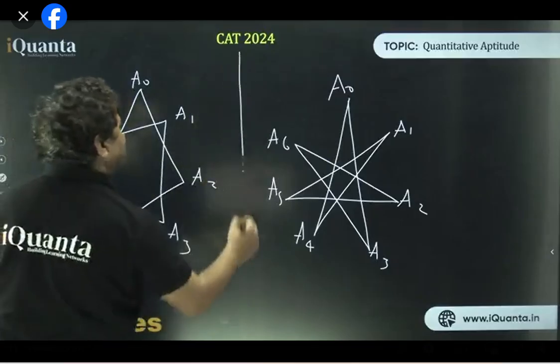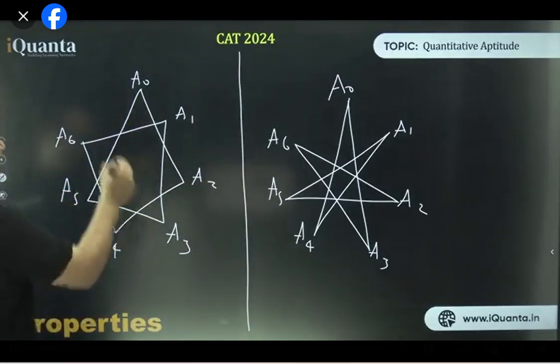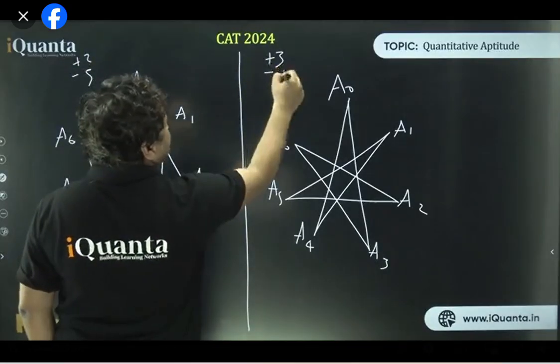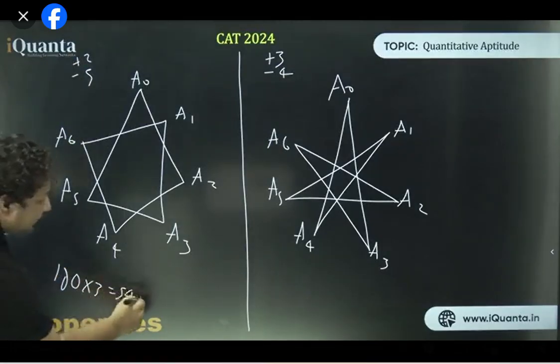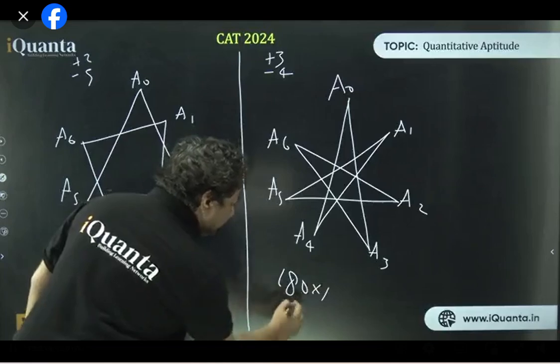So when the question comes, you have the figure. So here, tell me everyone. The number of skips, plus 2, minus 5. Here we have plus 3, minus 4. So if I want to solve, here I have 180 times (2 minus 5), 3 into 3. Answer is 540. Here the gap is 1. Answer is 180 into 1. That is 180 only. Is that clear?